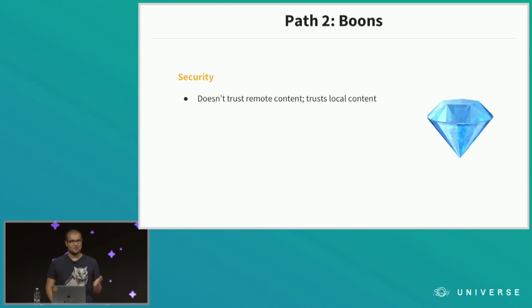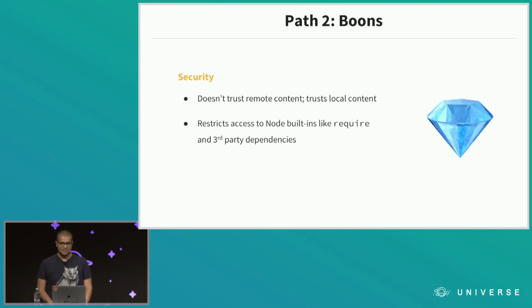But we're no longer trusting our remote web app because it exposes us to risks that we may not be comfortable with. And so we're doing this by restricting access to node built-ins like require and third-party dependencies. So with require, you would be able to load any node module that happens to be shipped with your app, and possibly any node module period if you were able to load it over the network. And that is quite a risk, and probably not one that we want to expose our users to.